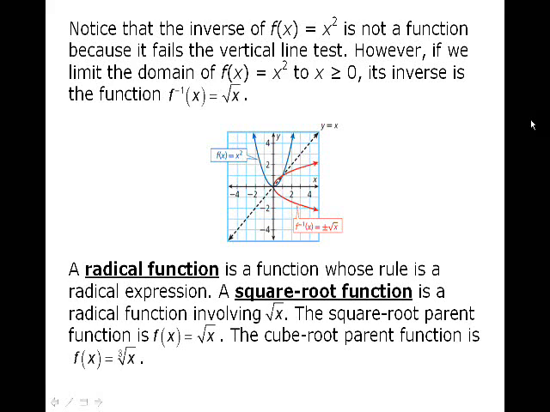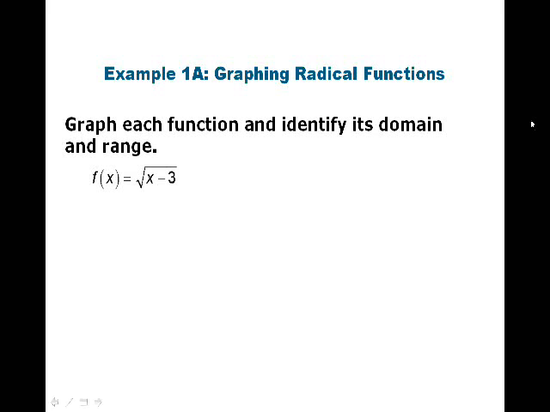A radical function is a function whose rule is a radical expression. Makes sense, right? A square root function is a radical function involving the square root of x. The square root parent function is f of x equals square root of x, which we've seen before, and we also have the cube root parent function, which is the cube root of x. So let's graph each function and identify its domain and range.